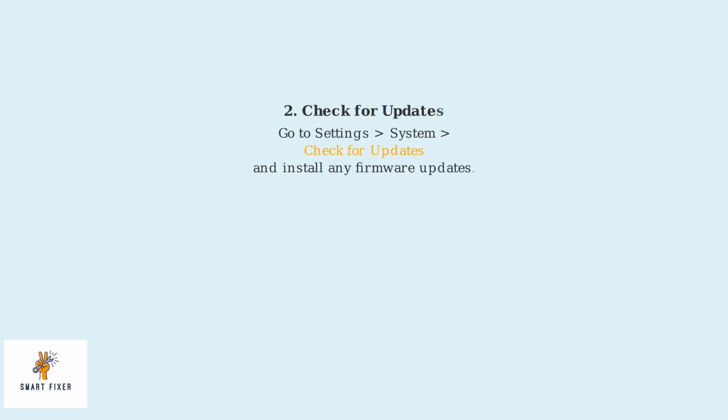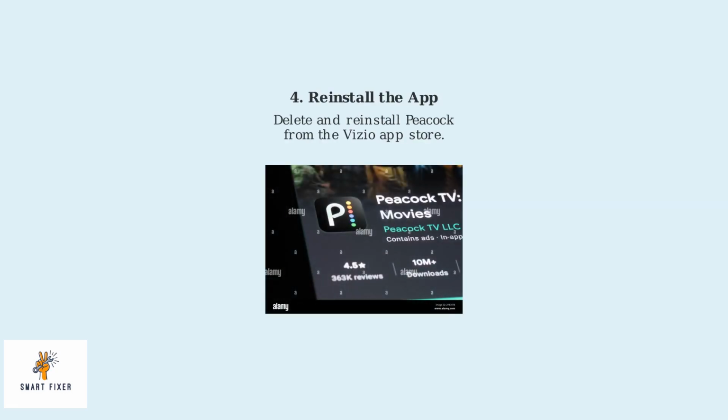Second, check for updates by going to Settings, then System, and selecting Check for Updates. Install any available firmware updates. Third, clear the app cache by navigating to Settings, Apps, Peacock, and selecting Clear Cache. Fourth, reinstall the app by deleting and reinstalling Peacock from the Vizio App Store. These simple steps often resolve temporary glitches and compatibility issues.